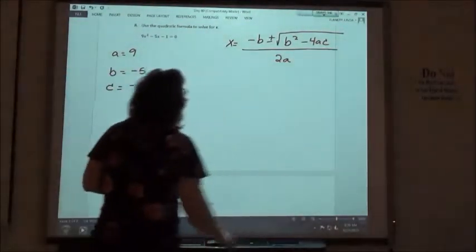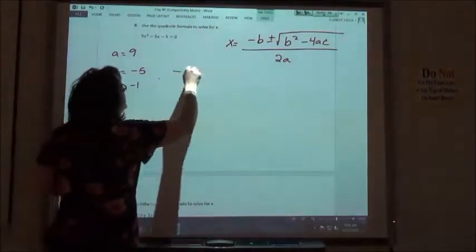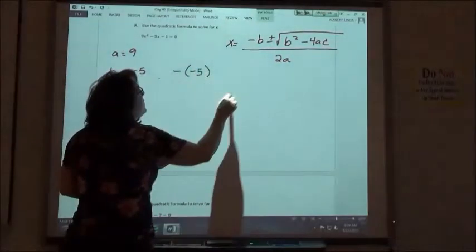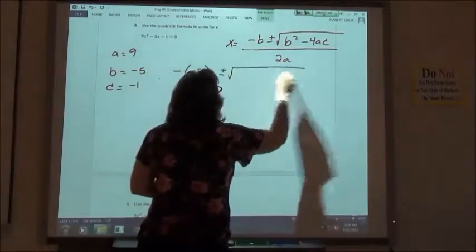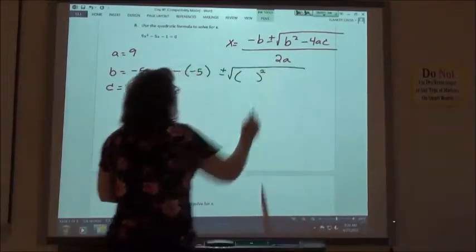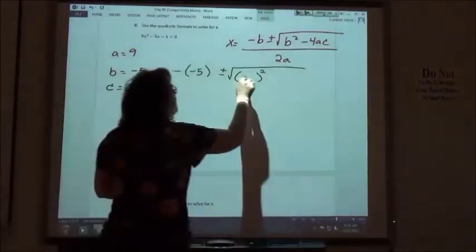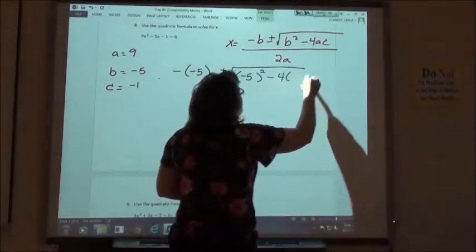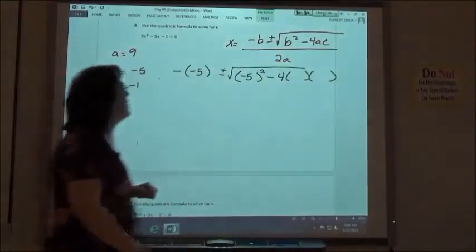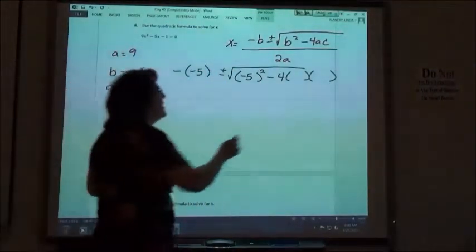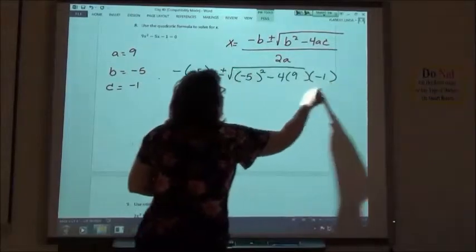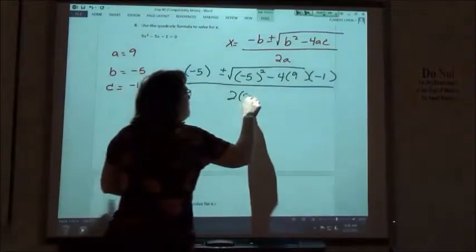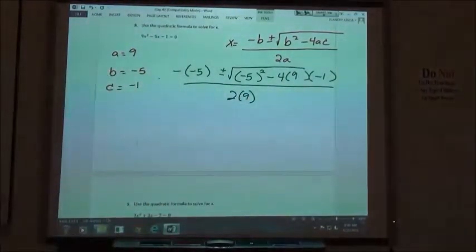So I'm going to plug those into my quadratic formula. Minus the b value. The b value is negative 5. Plus or minus the square root. The b value squared, so negative 5 squared. Minus 4 times the a value and times the c value. The a value is 9, the c value is negative 1. All over 2 times the a value is 9. So I plugged in my numbers for a, b, and c.